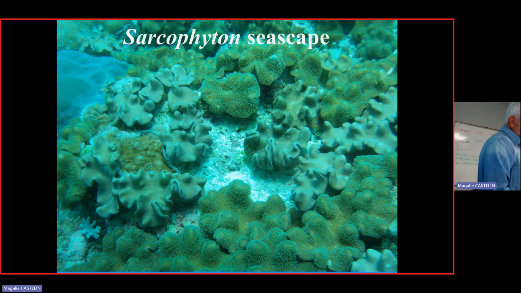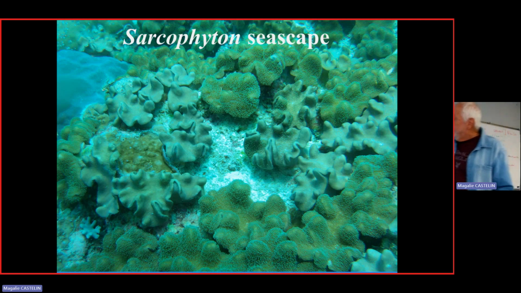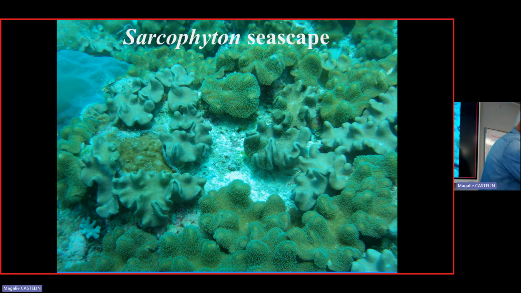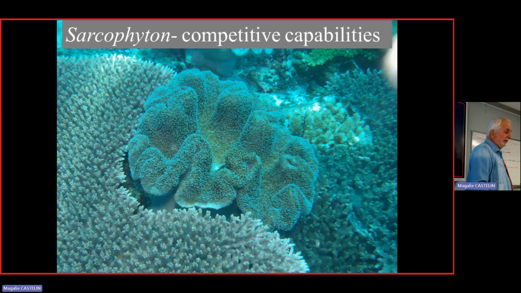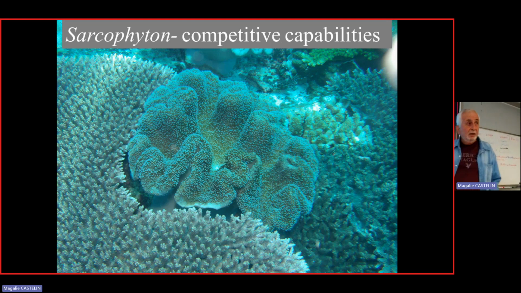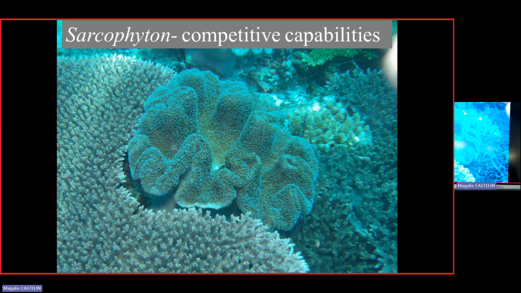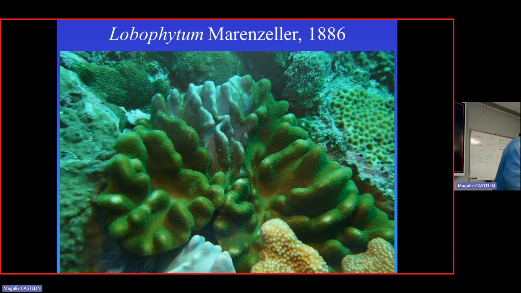Here you see a Sarcophyton seascape. The colony is undergoing asexual division, actually fission, and you have at a given site lots of colonies. All of them are zooxanthellate, of course. And you see that these guys are also aggressive towards stony corals. Here you see an Acropora, a plate coral on the left, and the one next to it is avoiding the growth of the colony and, on the contrary, somehow damaging the edge of the Acropora colony. This is quite common on the reef.